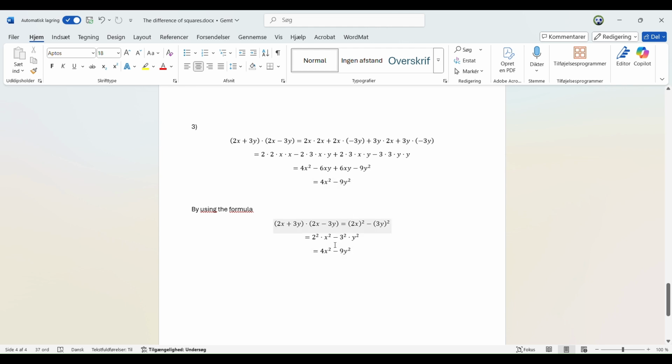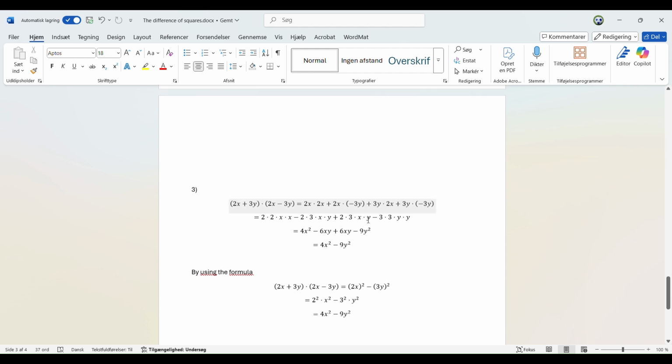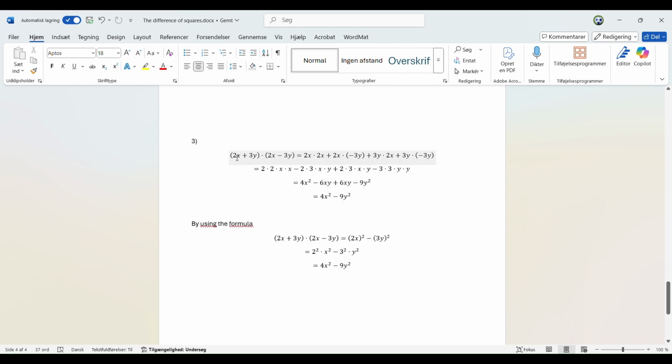So the same expression here, we really calculated and had to do the entire procedure. If we had just used a formula up in the beginning, we could have gotten this result much faster. That was the last example, number 3, with both numbers and letters.